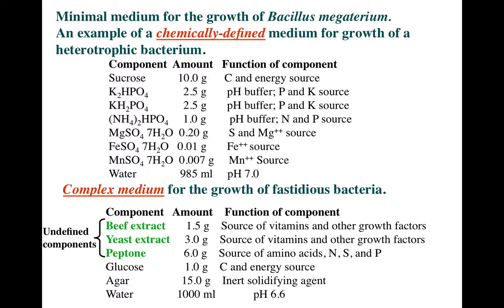Because you would have to weigh out specific amounts of dibasic phosphate, magnesium sulfate, all of these kinds of things to give you carbon sources, phosphate, potassium, nitrogen, sulfur, magnesium, iron, manganese. All of the necessary nutrients, the micronutrients of the bacterium, could be made up this way, but it is a major pain.